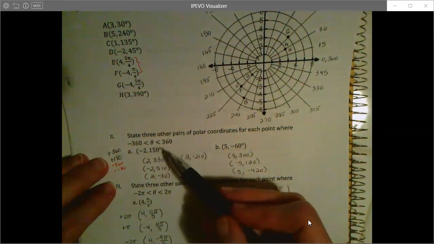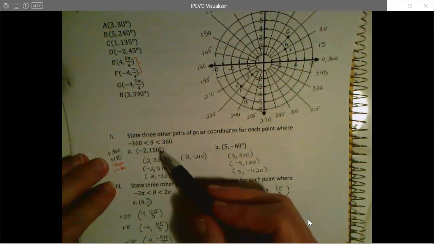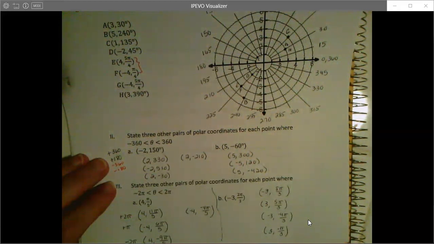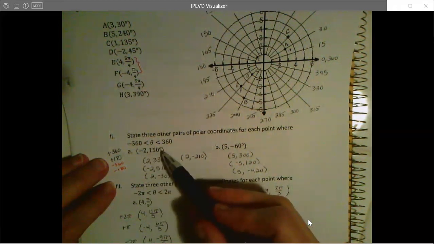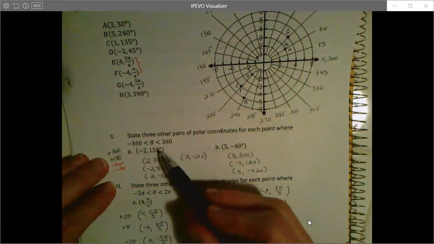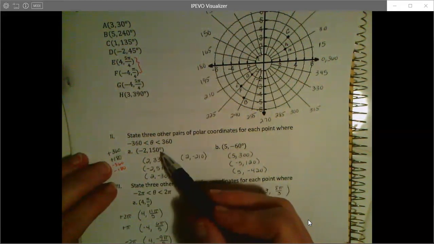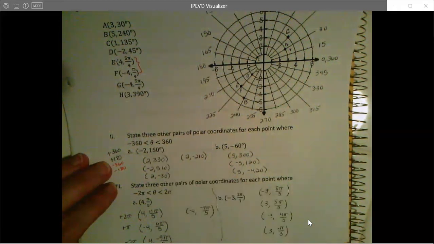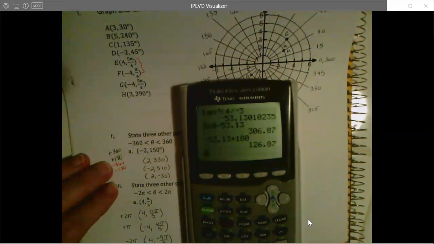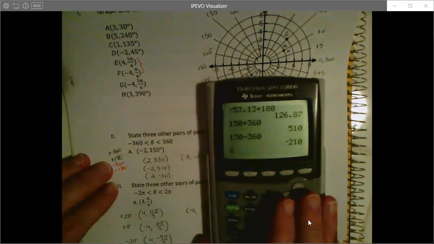When I subtract 360, I said that right, I get negative 210. When I add 180, let me make sure I'm doing my numbers right. Okay, so we have 150 plus 360, that gives us 510. And then 150 minus 360 gives us negative 210. I said that right?